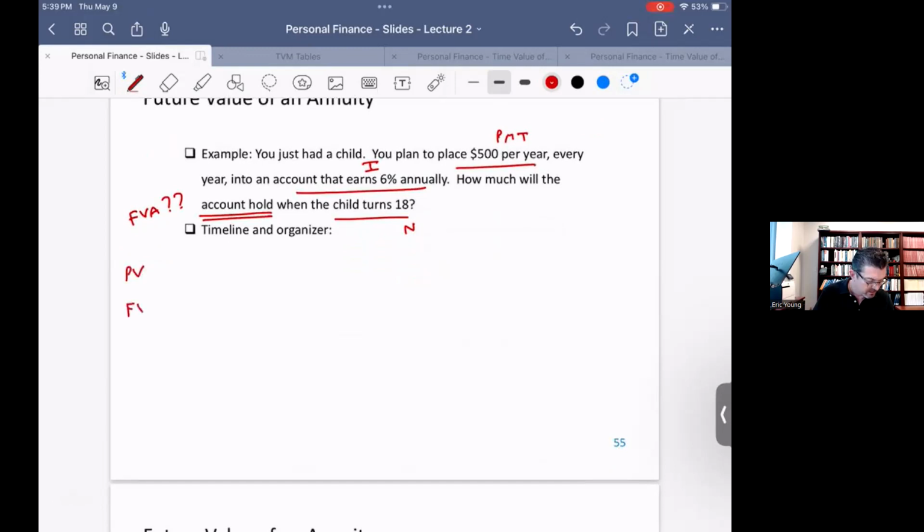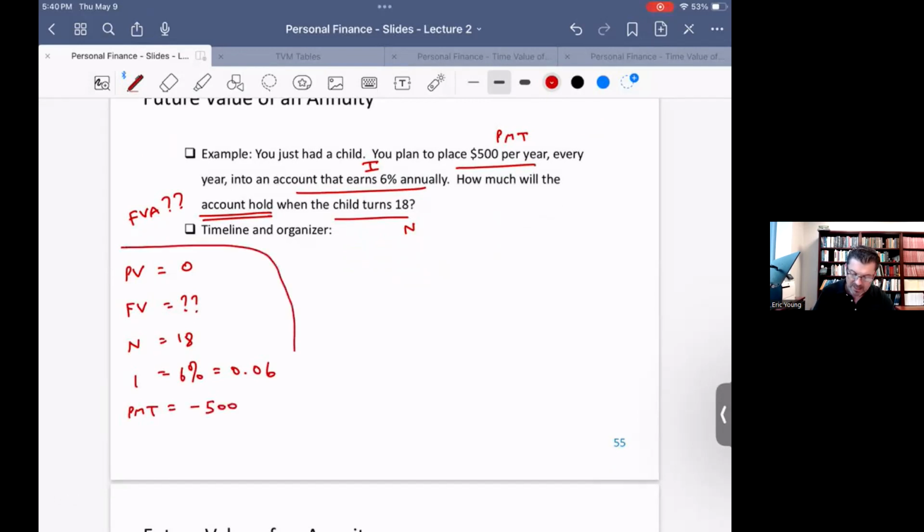PV, FV, N, I, and PMT. Nothing here for PV. We're solving for that future value. The money's going to flow through time for 18 years. It's going to flow at a speed of 6% or 0.06. And the payment is going to be 500. Since we're making it, let's put a negative sign because we're going to be kicking that payment in. So right here, we already have what we need to do a calculator thing. Nice and easy. But in case you want to be visual, let's do our timeline.